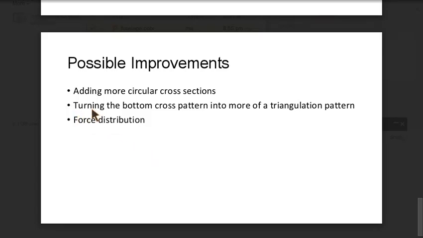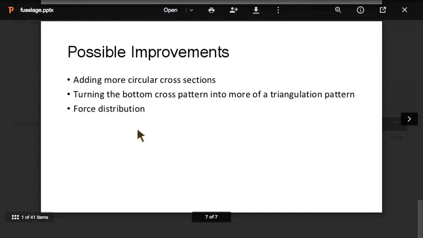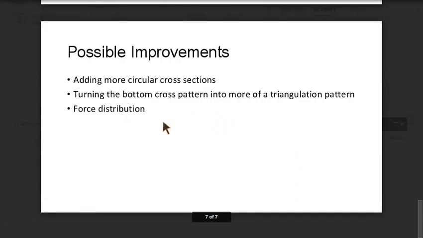And then also turning the bottom cross pattern, this thing right here, into more of a triangulation pattern would help with strength. Force distribution could also be improved. That can always be manipulated to have a more ideal situation.